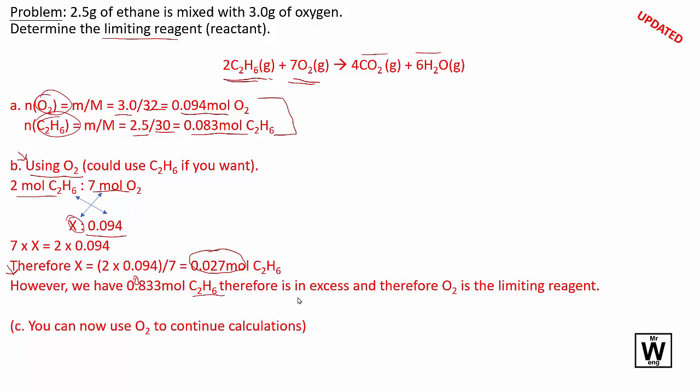I'll fix that up in a second. Therefore, it is in excess because we only need 0.027. Okay, and therefore oxygen must be the one that runs out first because we've got too much ethane. So oxygen's the limiting reagent. So make sure you write that sentence to be clear.